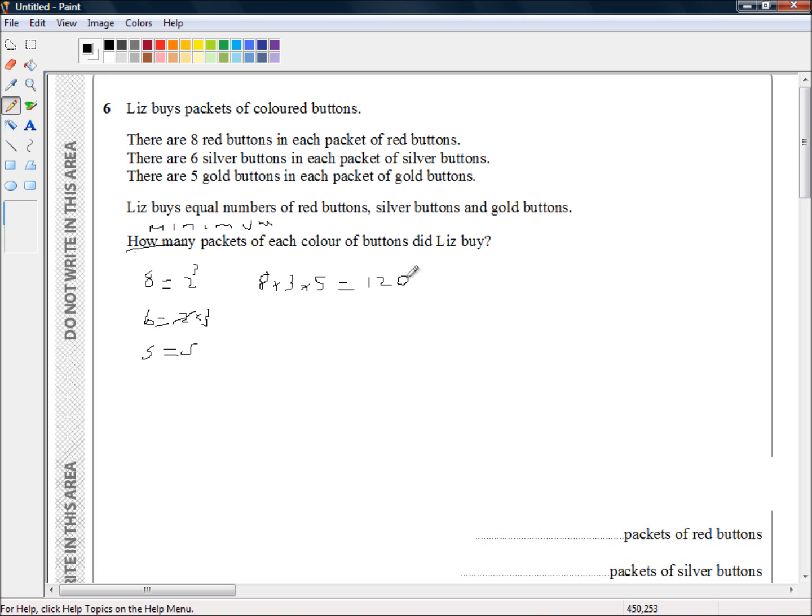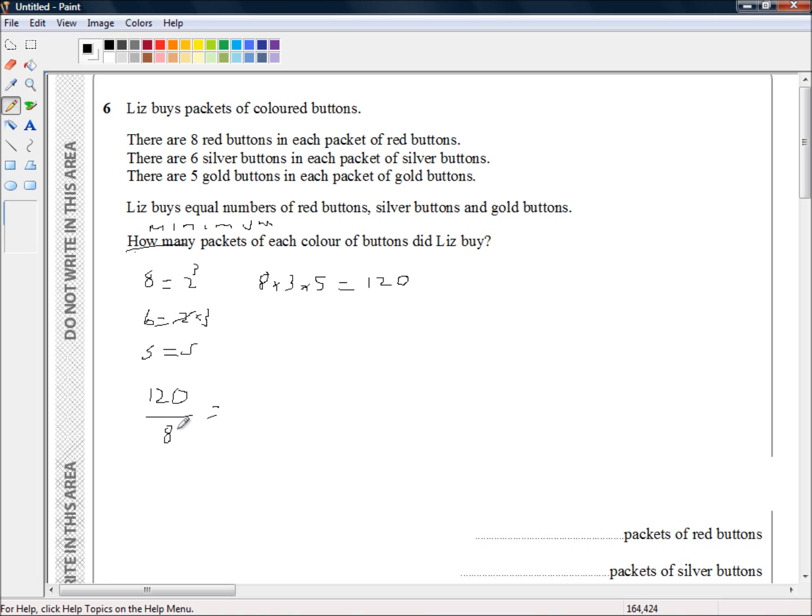So the minimum number of red buttons that she needs to have is 120, and the minimum number of silver buttons is 120, and the minimum number of gold buttons is 120, because that is the lowest number that 8, 6 and 5 all divide into. So if she needs 120 red buttons, how many packets of red buttons does she need to buy? She needs to buy 120 divided by 8.